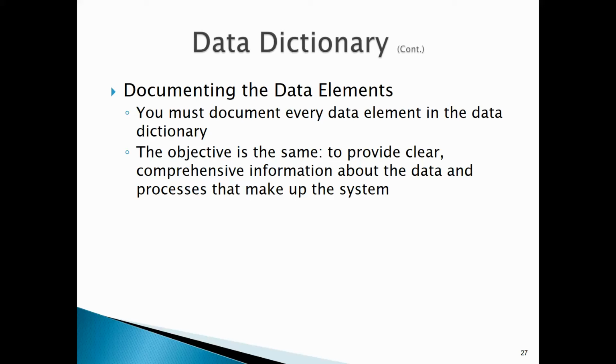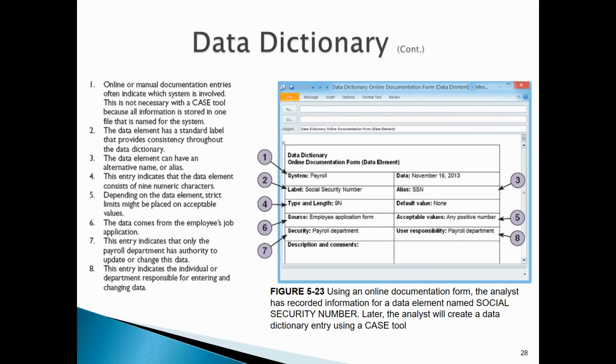So documenting the data elements, we must document every data element in the data dictionary. Well, that makes perfect sense. If we're going to store it, we need to know who, what, where, when, how, and why we're storing those data elements. The objective, of course, is the same: clear and comprehensive information about the data. So all of our documentation needs to be up to date, it needs to be clear, and it needs to be concise. So shorten things up, a label, social security number, that makes sense here, right?